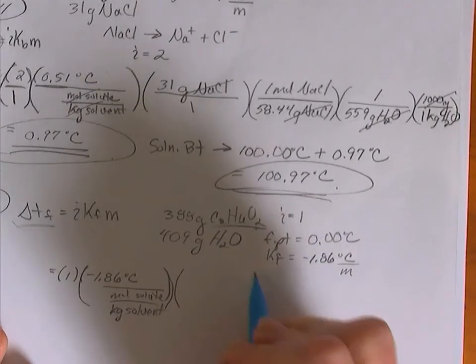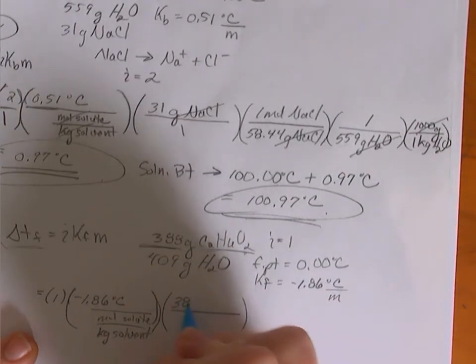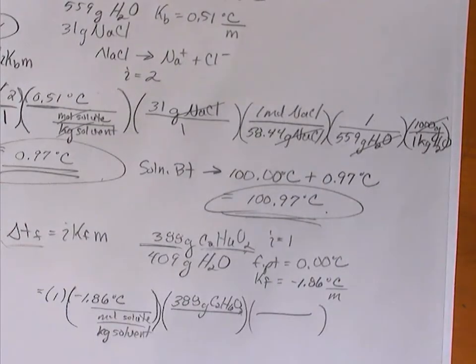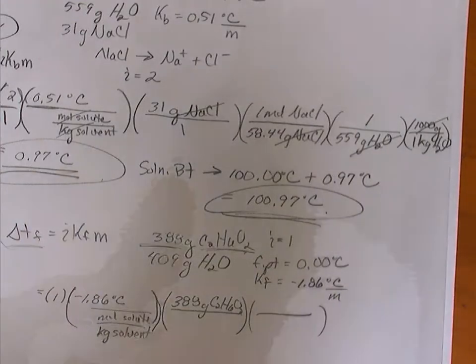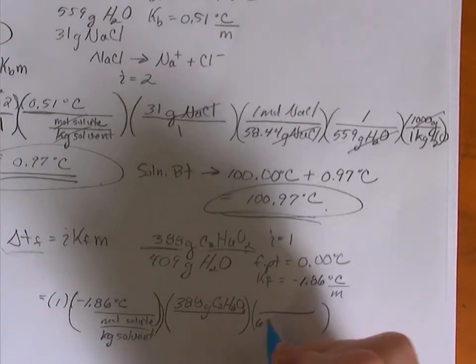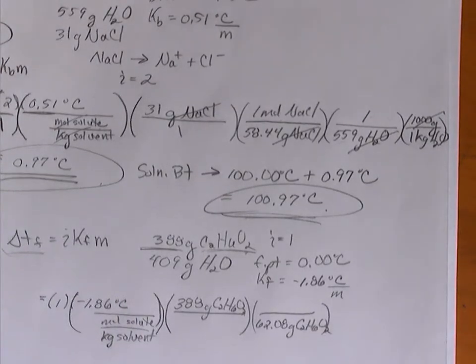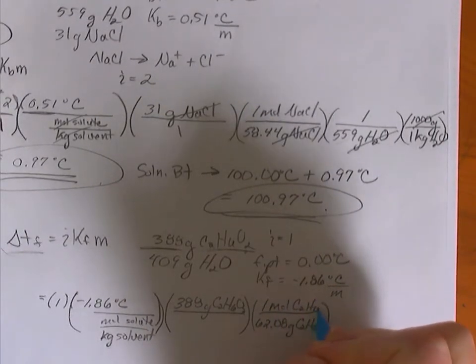We need to get the molality. Well, my solute delivers this mass, but I need moles. Excuse me. So, I just need to find my formula mass. And we will get 62.08. Let me just double check that so quickly. Yep. And that will get us mole of solute, to cancel that.